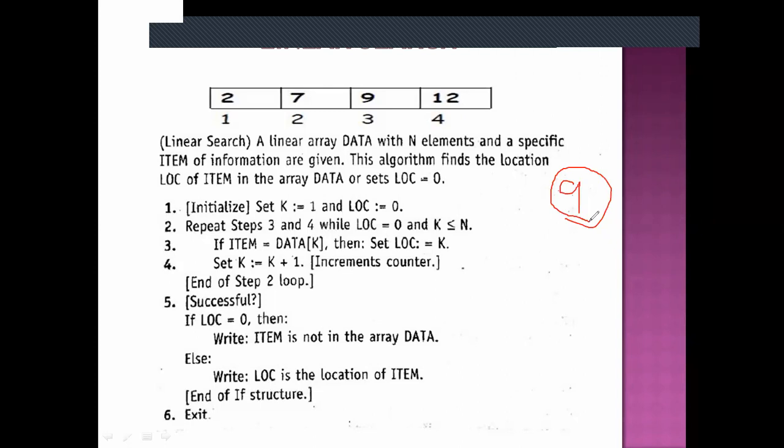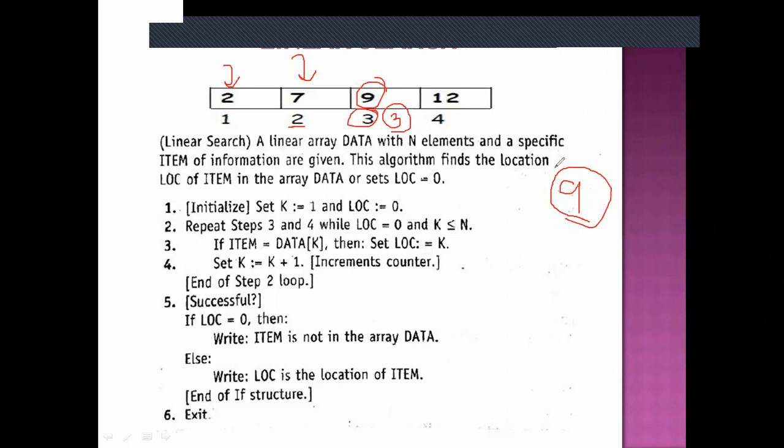In case of linear search, it is very easy. First, you will compare 9 with 2. Is 9 equal to 2? No. If it is no, you will go to the next location, the second one. Then again, you will compare 9 with the array element at the second location. 9 is not equal to 7, then you will compare with the third one. Now 9 is equal to 9, so you will print this. That means your item is present at the third location.